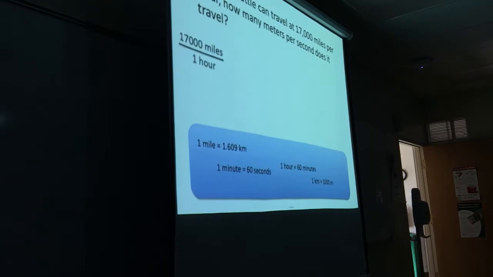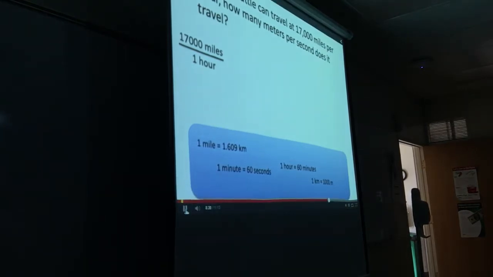Starting with our original value of 17,000 miles per hour, we know that we need to change this set of units to meters per second. So we'll need to change the units of miles on the top to meters, but this time we're also going to need to change units of hours on the bottom to seconds. And so we'll change each of those units separately.